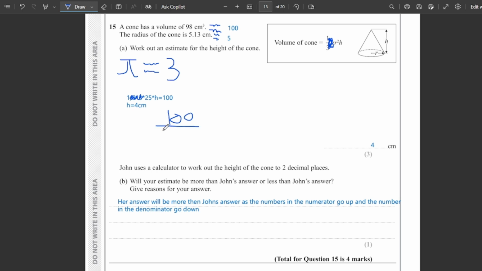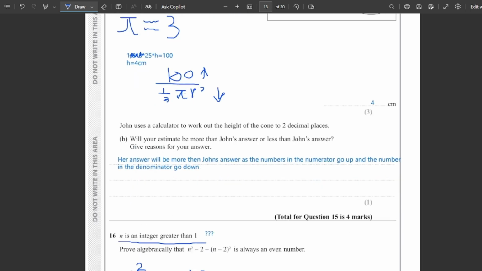over 1 over 3 pi r squared h. No, just pi r squared because we're working out h. And the thing is, we round up the 100 and we round down both the r and therefore r squared and pi. So the numbers in the numerator go up and the numbers in the denominator go down. So our answer will be more than John's answer.